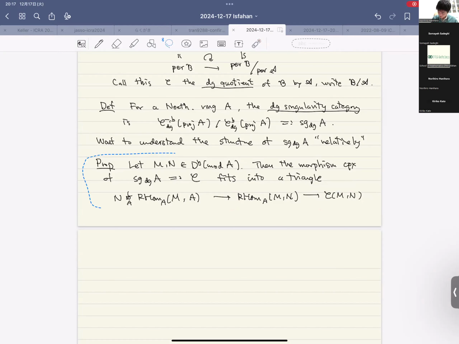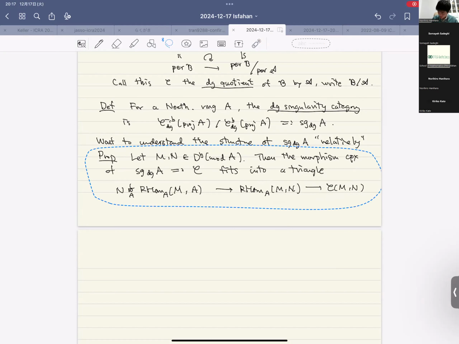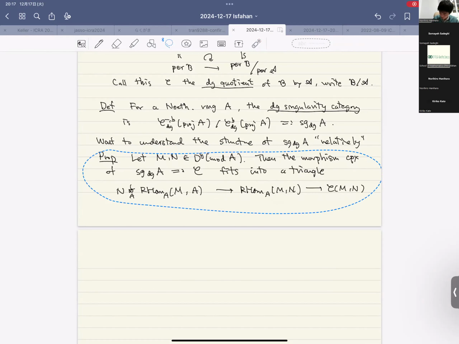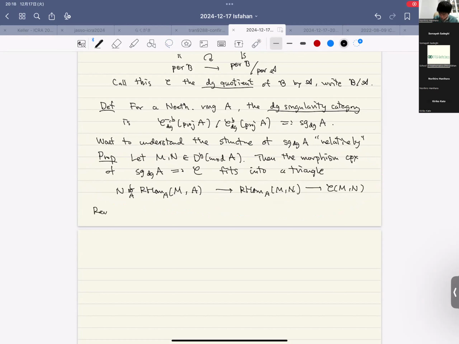One remark that helps you believe this proposition is that one can easily check that if A is Iwanaga-Gorenstein and M and N are Cohen-Macaulay modules, then the mapping cone of this morphism has the correct cohomologies. So we can show that.